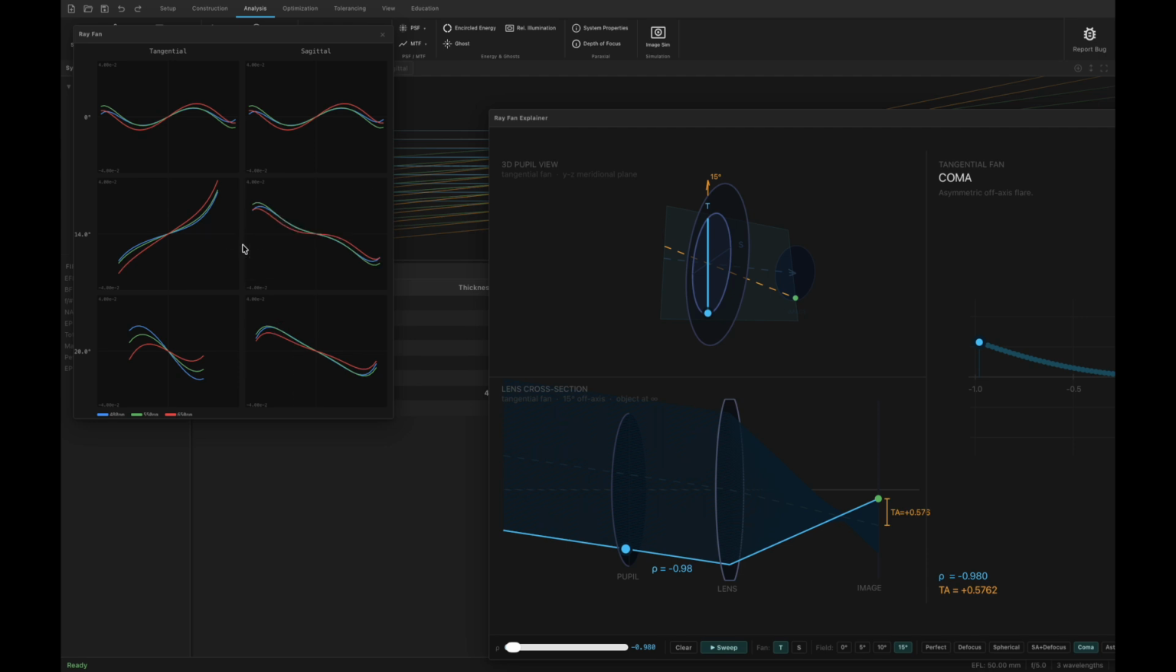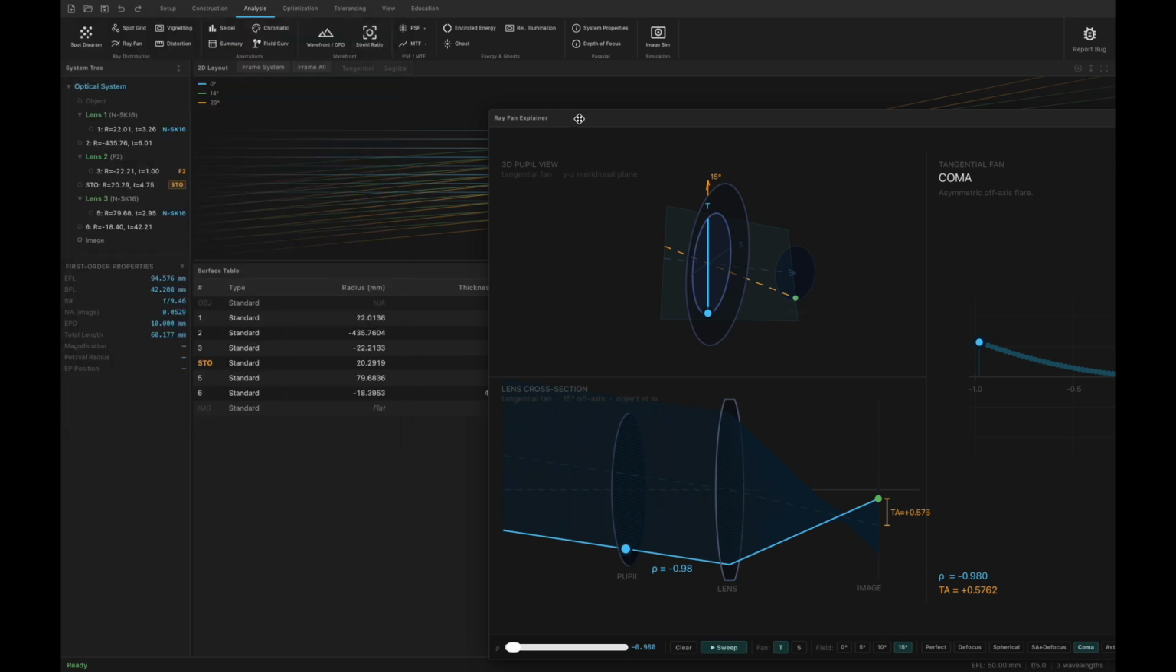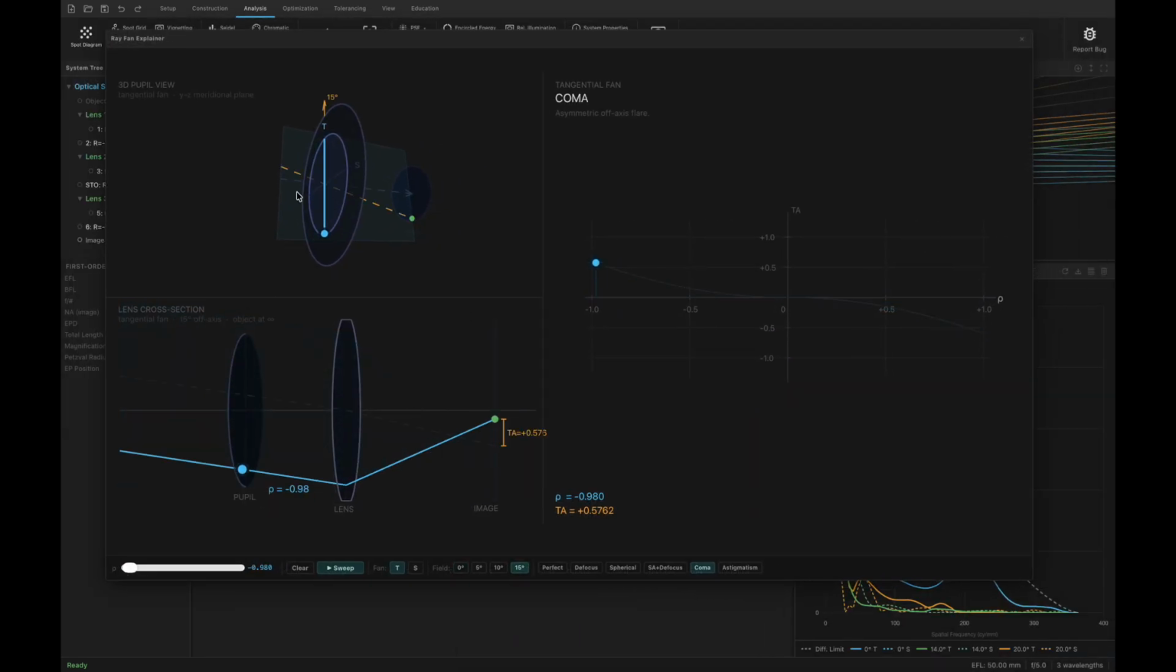Because you can see that the graphs are looking pretty different. Now, for an off-axis field, you have your optical axis and you have your field direction. And the tangential plane is the plane that contains both lines, the field line and the optical axis. The sagittal ray is the one that's perpendicular to that, or the sagittal plane, sorry.